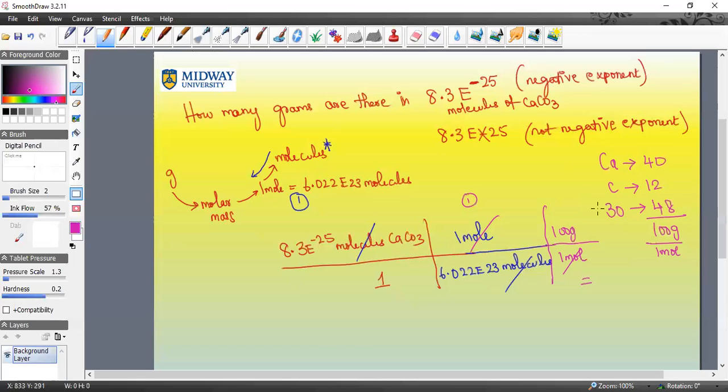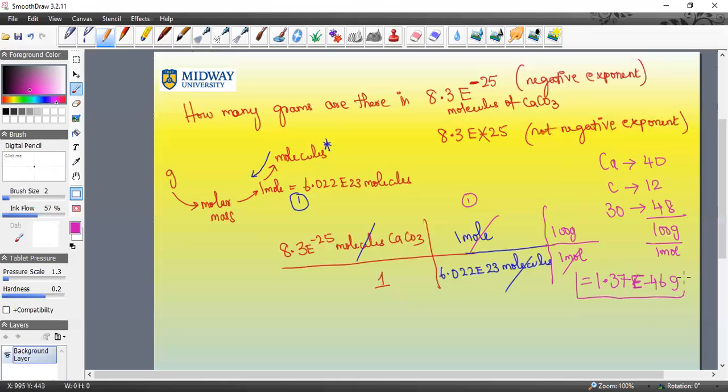So we take 8.3 e to the negative 25, divided by 6.022 e to the 23, and times 100. I don't think this is realistic. I don't think anybody in the world would be able to measure this using any balance. I don't think there's a balance out there that measures to e to the negative 46 grams.